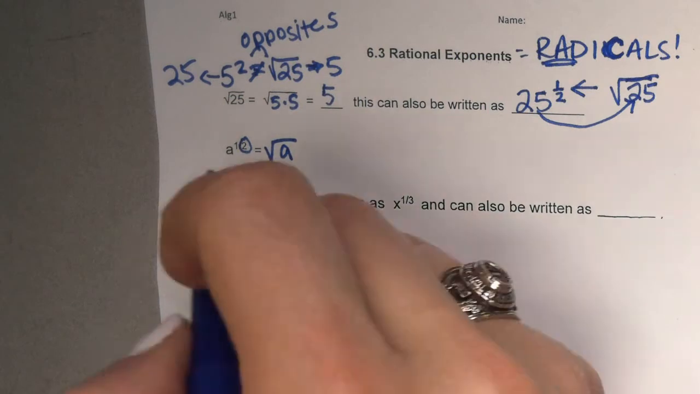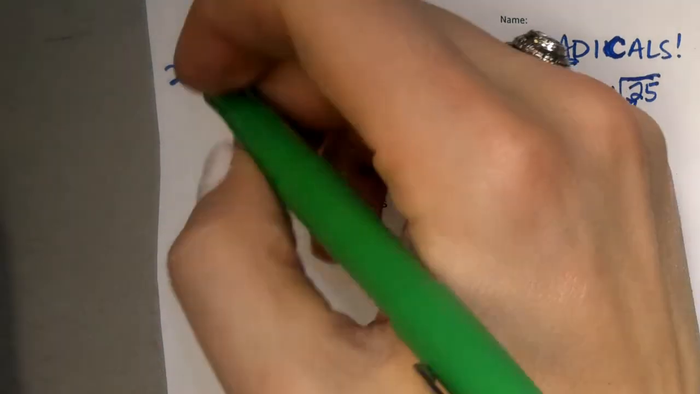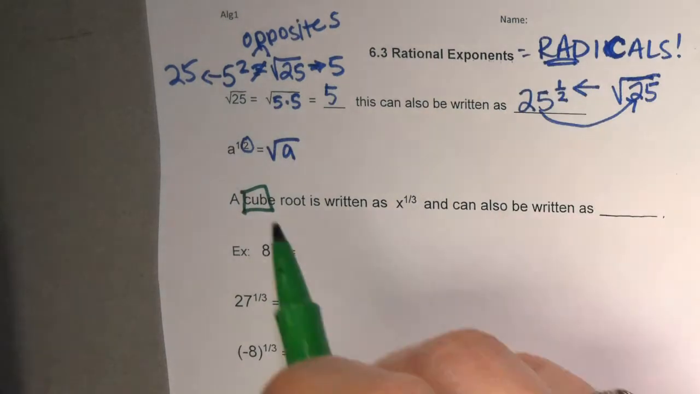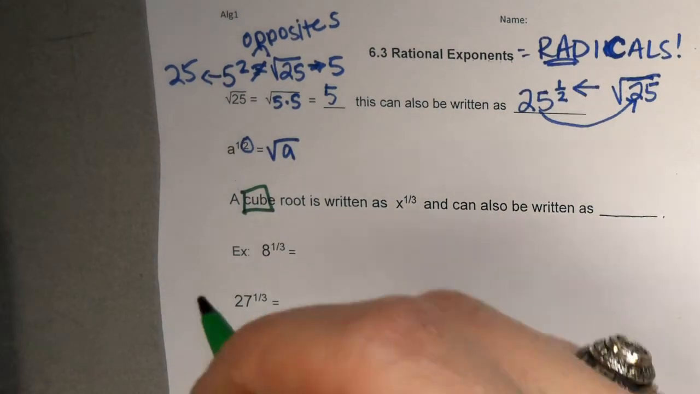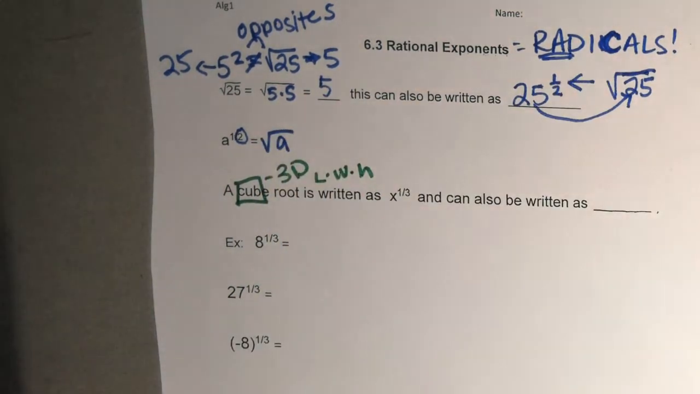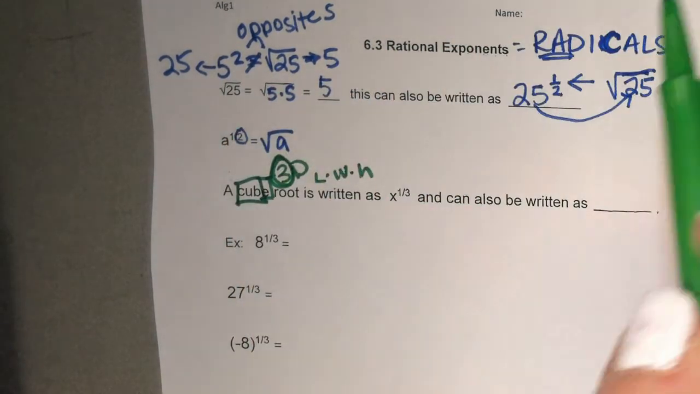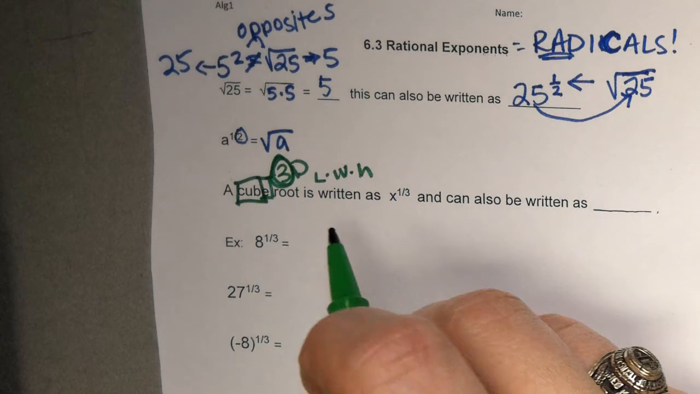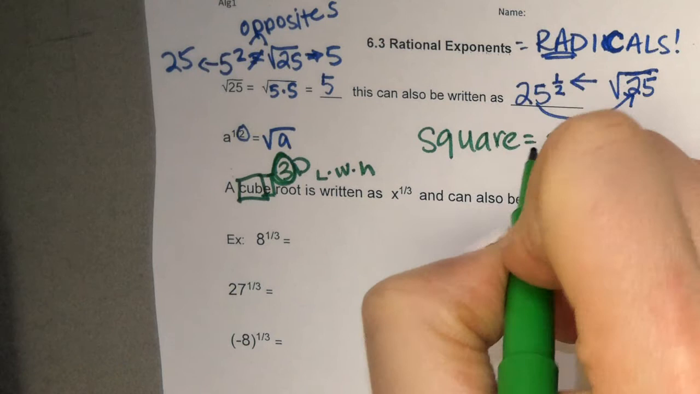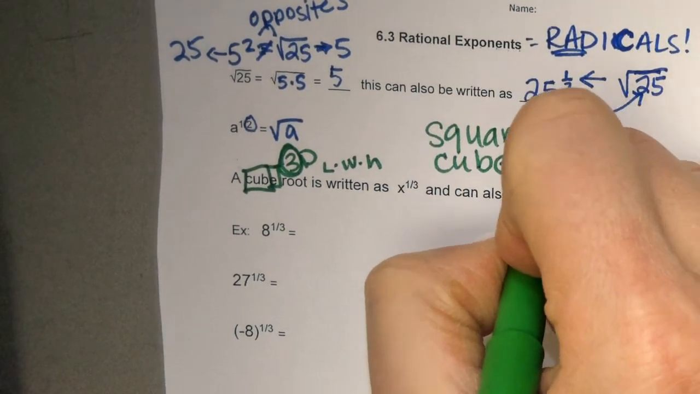So a cube root, when we see cube, you should think, maybe you think of an actual cube, a box, okay? And the reason it's called a cube is because it has 3 dimensions, length times width times height, right? It's 3 dimensions. So you should think of 3. When you see the word cube in math, you should think 3. Square, you should think 2. Okay? Cube, you should think 3.